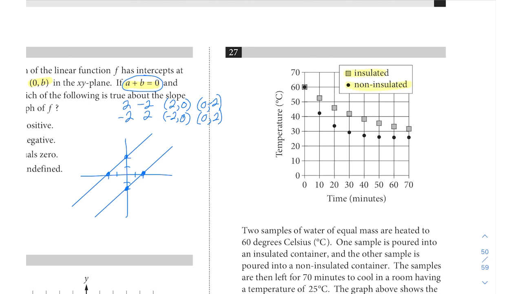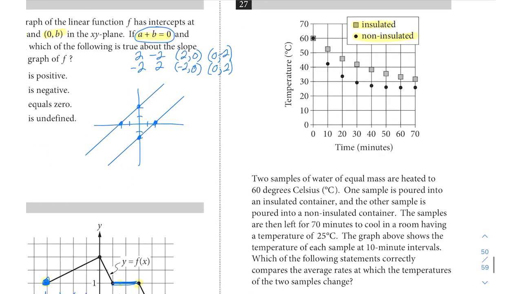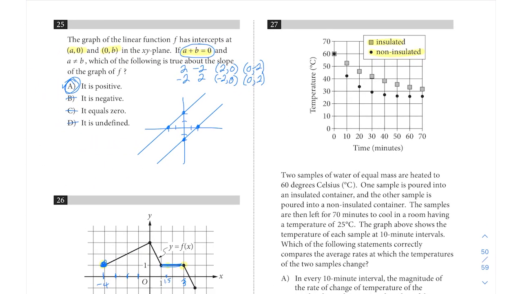And here they show us this figure, and in the figure they have insulated and non-insulated. Let's see what they describe in the question. So here it says 2 samples of water of equal mass are heated to 60 degrees Celsius. One sample is poured into an insulated container, and the other sample is poured into a non-insulated container. The samples are then left for 70 minutes to cool in a room having a temperature of 25 degrees. The graph above shows the temperature of each sample at 10-minute intervals. Which of the following statements correctly compares the average rates at which the temperatures of the 2 samples change?